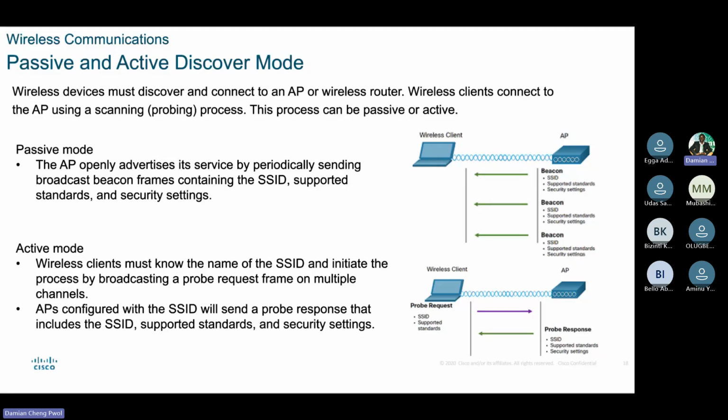You have to enter it on your client, then for your client to begin to associate itself with the access point. By the time you configure the SSID on the client, the access point configured with the SSID will send a probe response that includes the SSID, supported standard, and security settings. That's after you are able to do the first stage. Then the next stage, the association, now takes place.